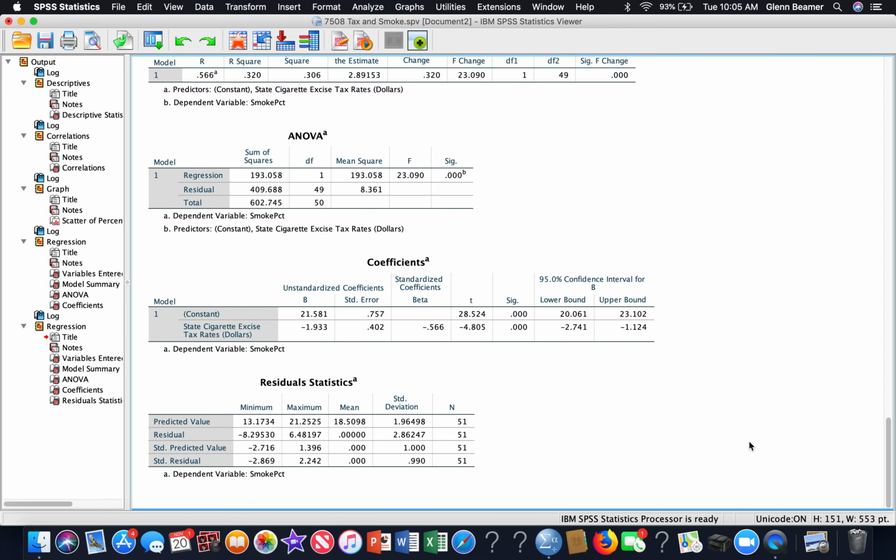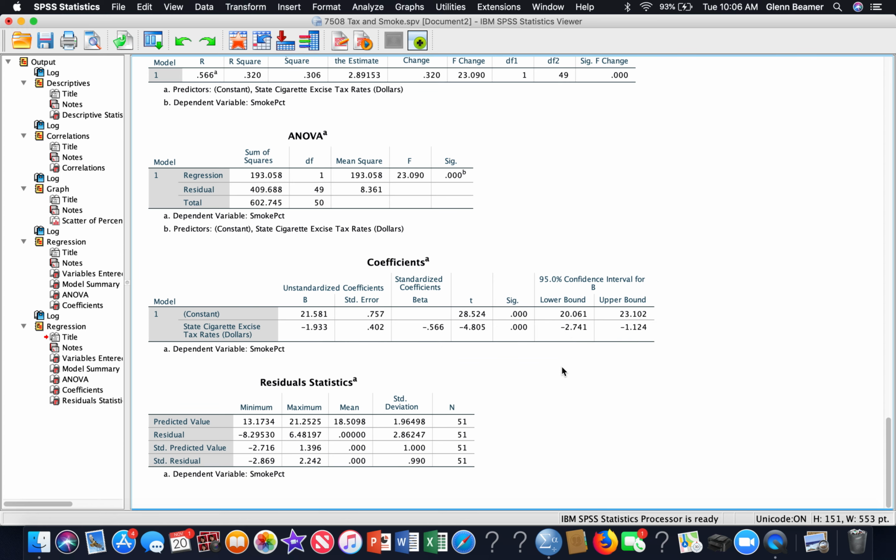And here we have the predicted values, okay? It should have the mean, the minimum and the maximum. The minimum predicted Y value is what this is giving you, based on the highest cigarette tax, would be 13.17. The maximum predicted value, based on the lowest cigarette tax, would be 21.25. And so that lets you sort of work through that. I think we need a little more practice with that in class, but it does let you do it, and you can compare it to your own values as well.